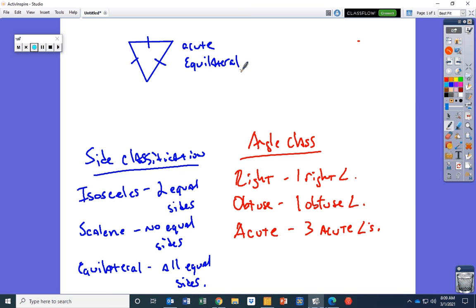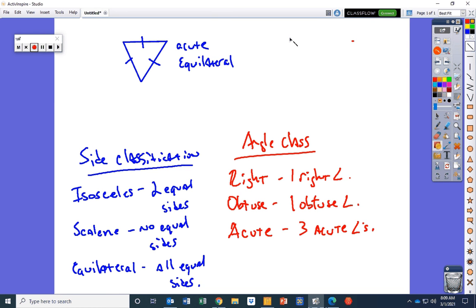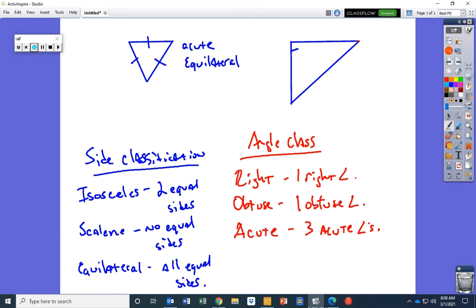Now, what if I have a triangle that looked like this, but I have a tick mark here and a tick mark here. Are all three sides the same here? What would that mean? Two sides are the same. Again, every triangle has an angle classification and a side classification. What would the angle classification of this one be? Right. So this would be a right what? What would the side classification be? Isosceles, a right isosceles. Bowman, did you get all this stuff on the bottom?